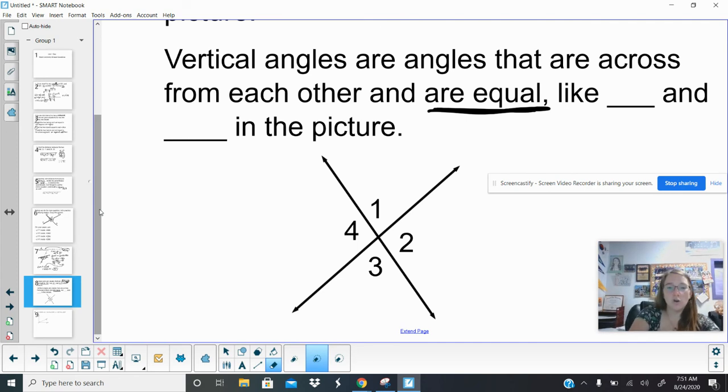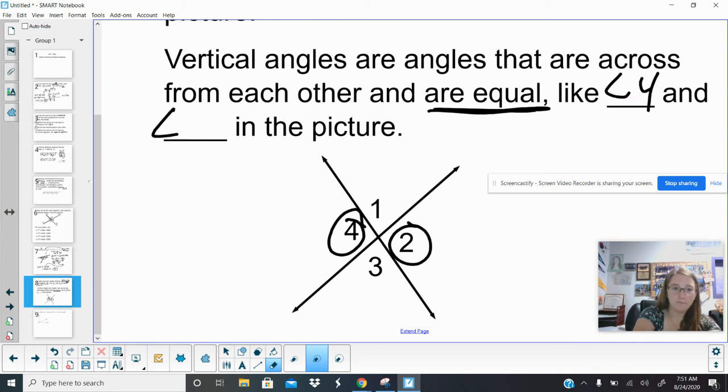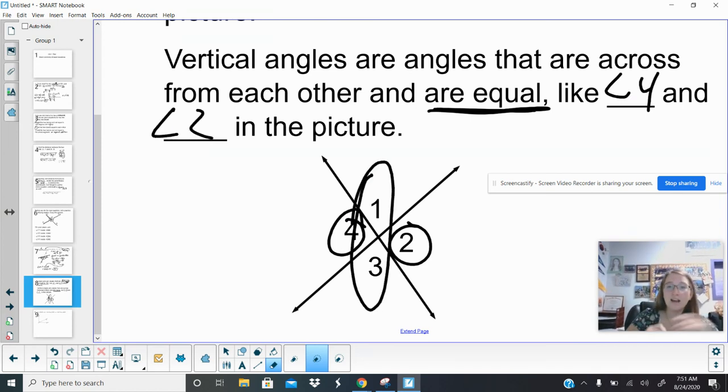So hopefully you chose 4 and 2. Again, 1 and 3 are also vertical angles. We just said one vertical angle pair is 4 and 2.